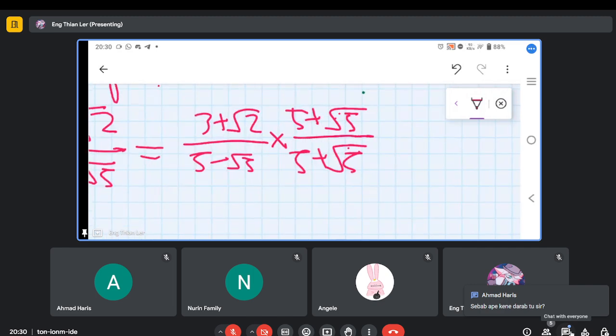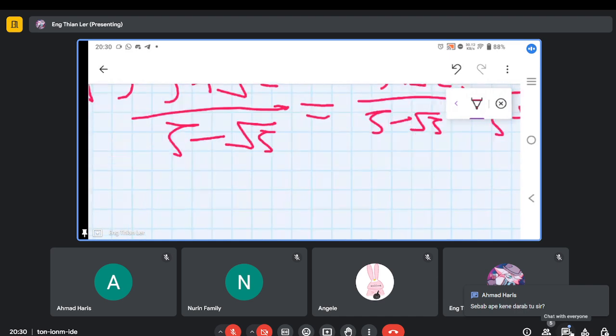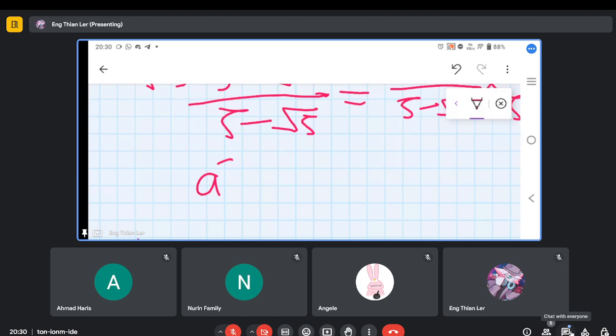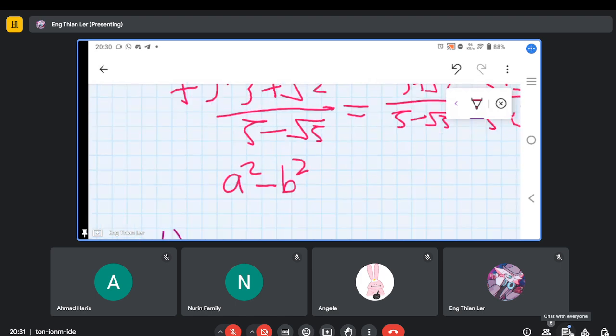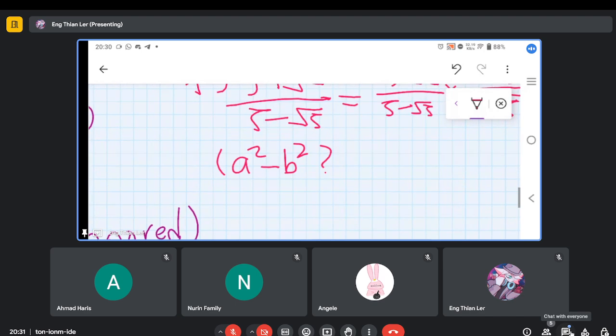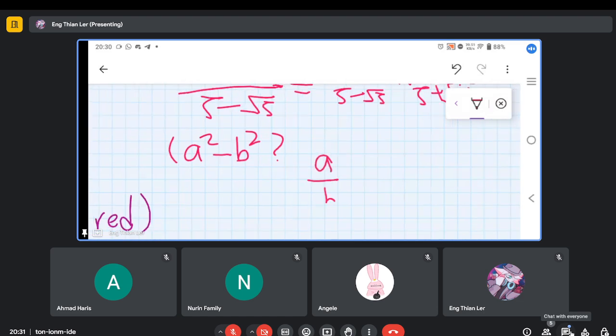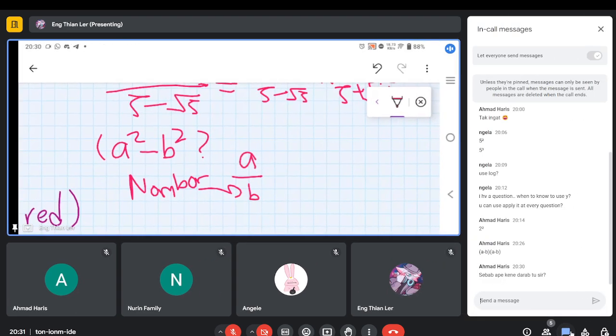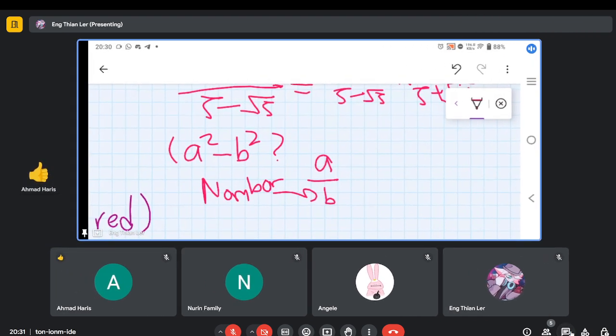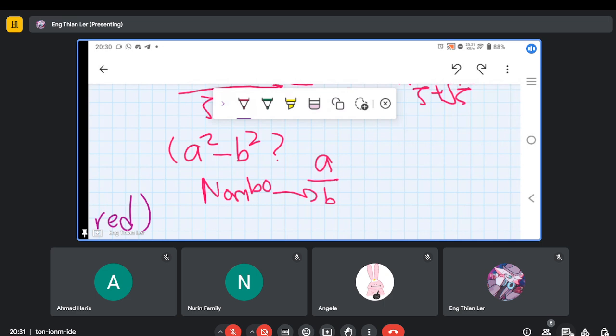Sebab apa kena darab tu, sir? We multiply like that because we need to get a square minus b square. Why do we need this? Because we need to make our whole denominator only one number. So ini a over b. Ini mesti nombor. Tak boleh dalam set. Boleh understand? If you multiply by the conjugate, the bottom will not be a surd anymore, it will be a whole number. Okay, so let's continue.